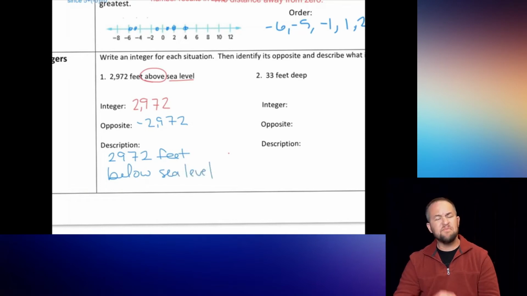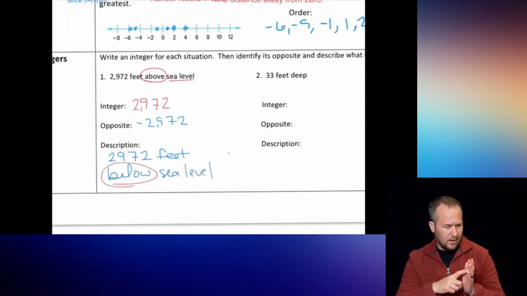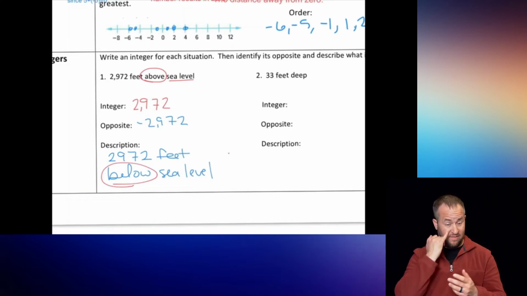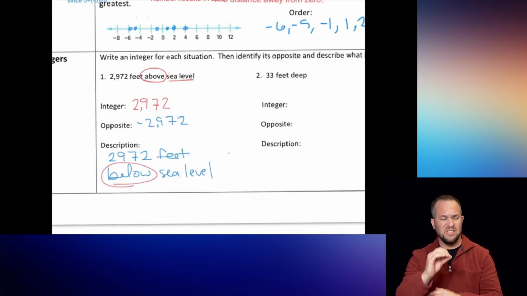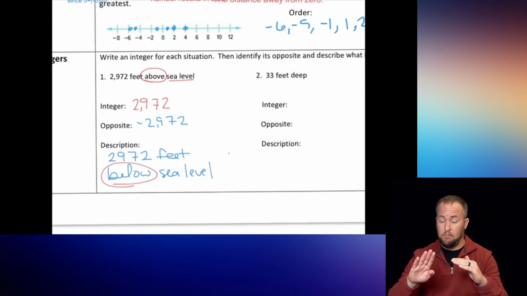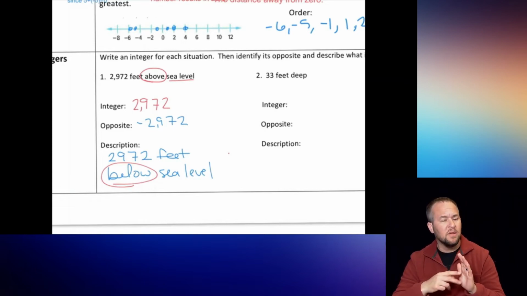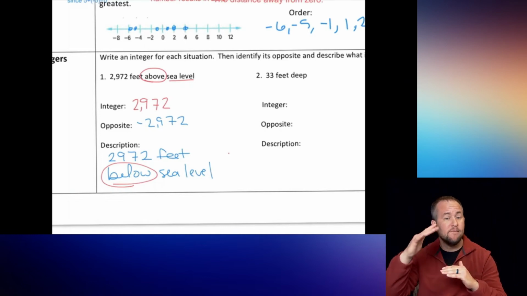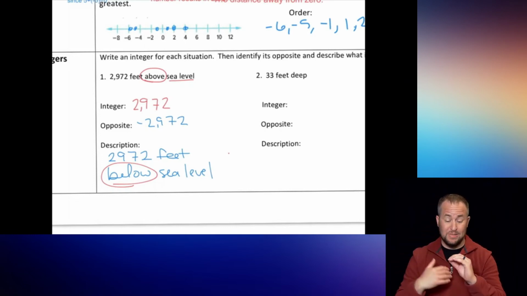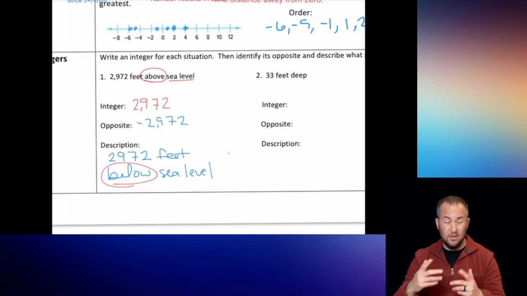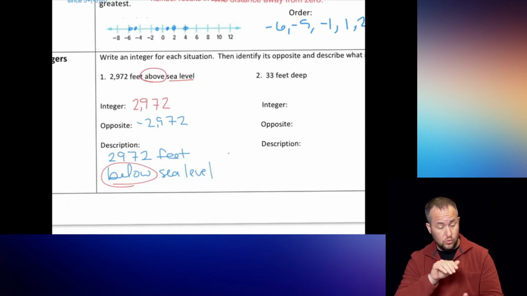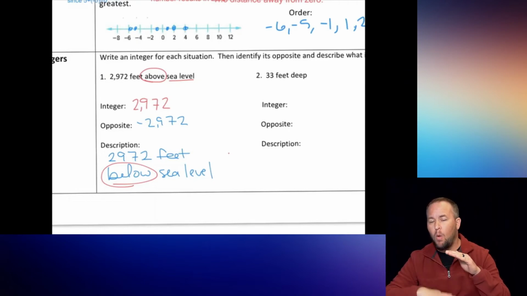And it's also really important to recognize what 0 would represent in all of these situations. In this particular situation, our 0 would represent sea level, exactly at sea level. When you go below the water, below the sea level, you get negative. And when you are above that sea level, it's positive. So 0 is our sea level. Notice I didn't write negative 2,972 feet. I wrote a positive 2,972 feet, but the negative comes in when I describe that it's below sea level. So that's an important thing to distinguish between.